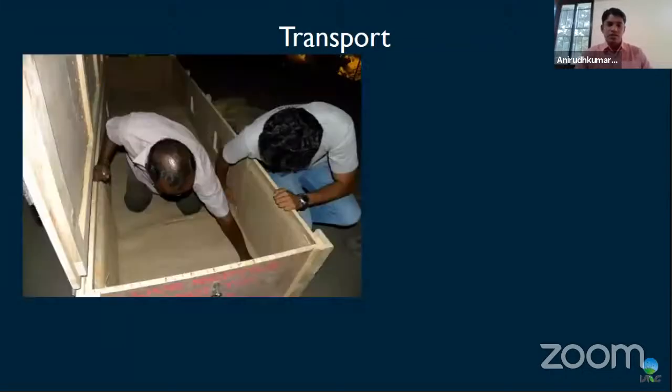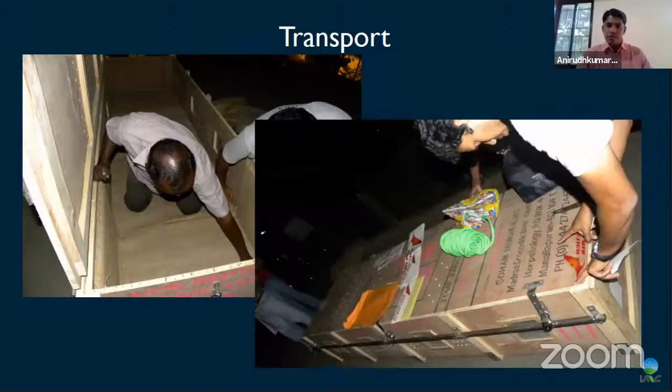Such wooden structures can be used for long transport. If we are transporting an animal a longer distance to a different city, different town, then you should use wooden boxes. These are safe and are widely used in India.